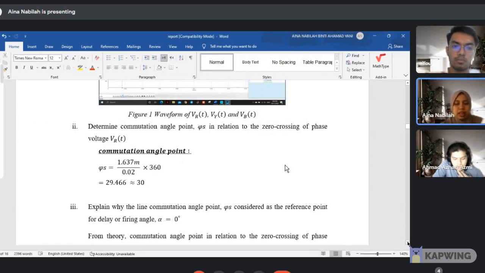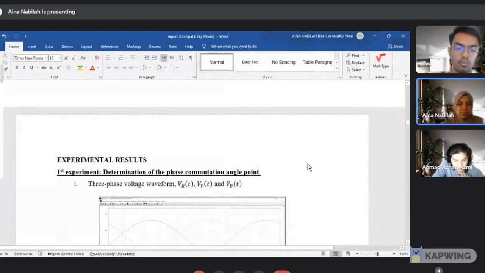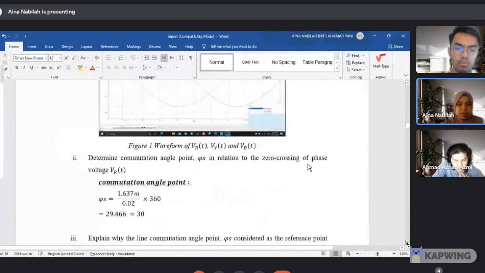In addition, the larger the delay, the lower the average magnitude of the DC voltage. After the observation of this experiment, the value of the line commutation angle point is 29.592, and the reference angle alpha is 0.